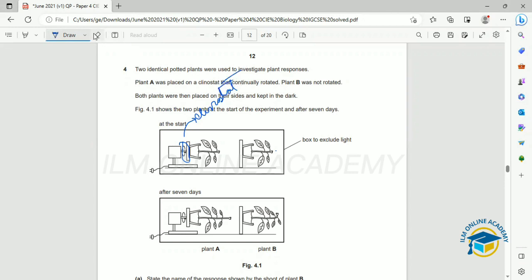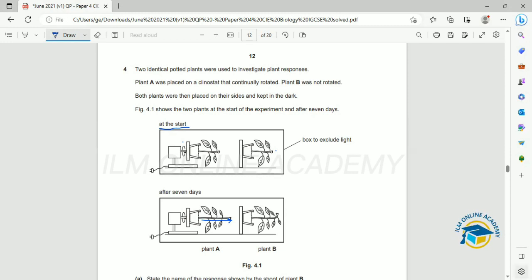Plant B was not rotated, and both plants were then placed on their sides and kept in the dark. Now, figure 4.1 shows the two plants at the start of the experiment and after 7 days. So this is the one showing the start. You can see both plants are pretty similar at the start. After 7 days, plant A is all straight, and the shoot of plant B has actually turned upward.